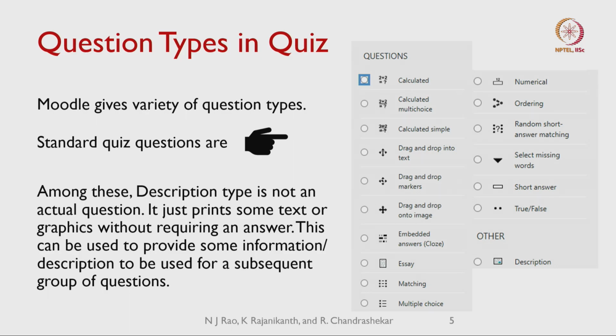Among these, description is one type. Actually, it is not a question, it just prints text or graphic on the page and it will be used for the questions added below it. It will appear as a label kind of thing where description or information is provided to answer the questions given below.